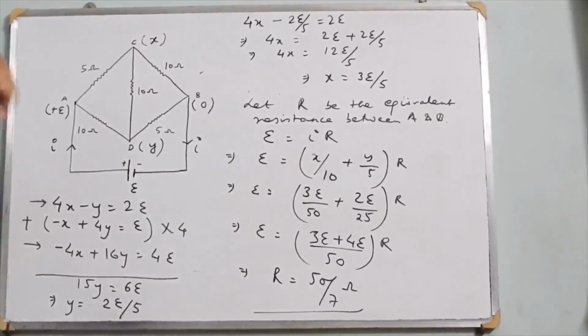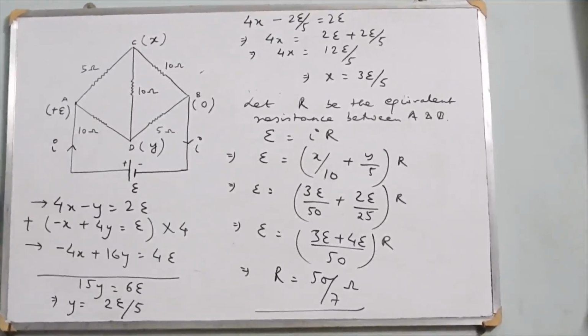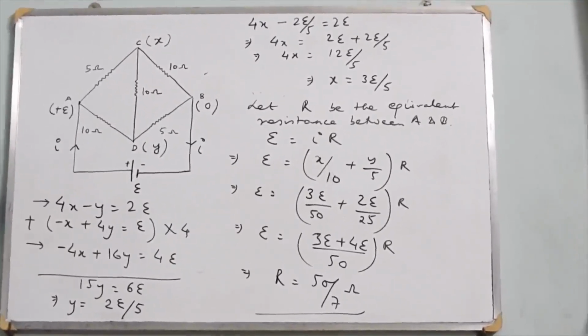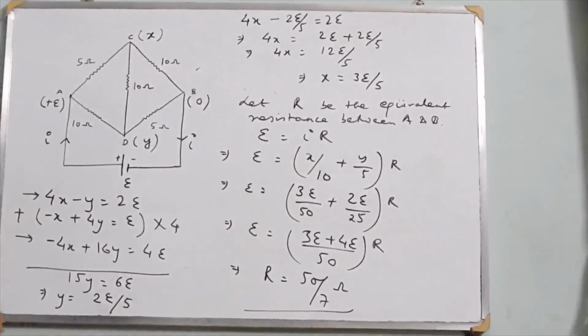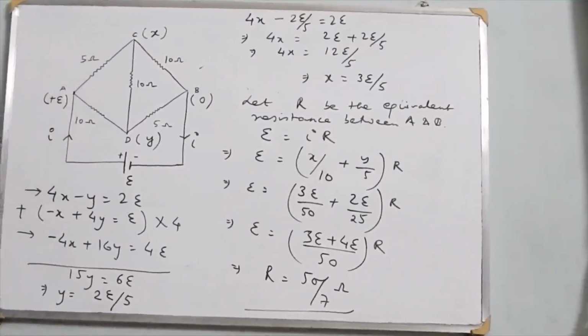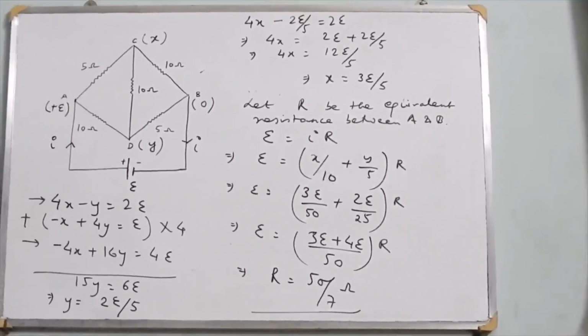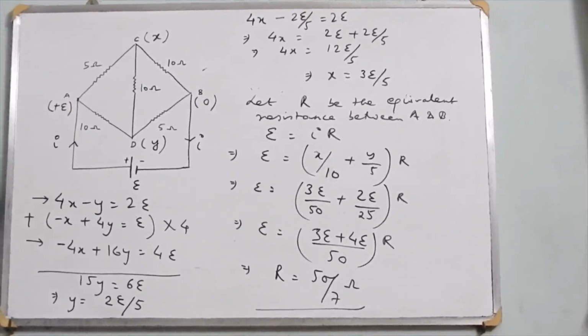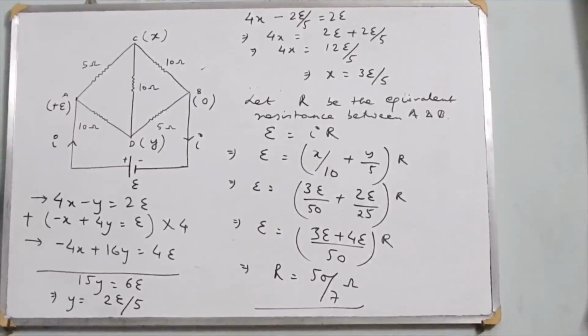So this is a technique, you can say it is just a modified version of Kirchhoff's voltage law and Kirchhoff's current law that we have utilized. Instead of enumerating different currents, we use the concept of potential difference. So this is the way of tackling different types of unbalanced Wheatstone bridges.